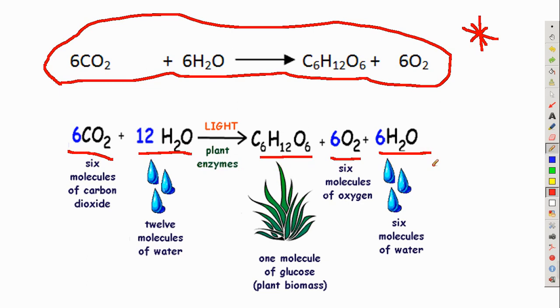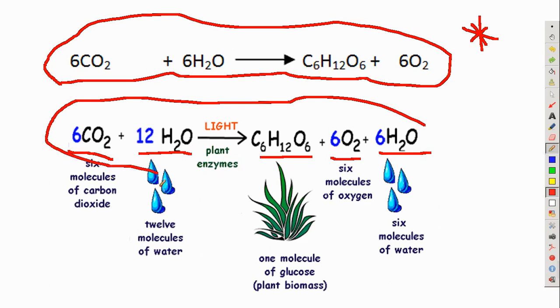And the reason why we know that this is the overall equation is thanks to Ruben and Kamen's experiments. So you can see that to go from the overall equation, which you need to know, and this is why I've just red starred it, and what people have done to go to this more simplified version, they've simply crossed out 6H2O here and replaced the 12 by 6.